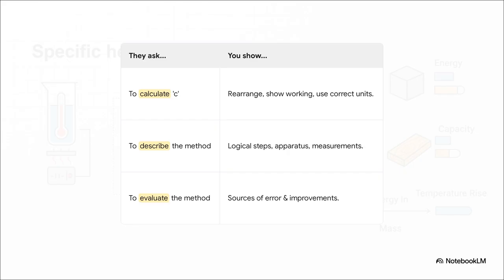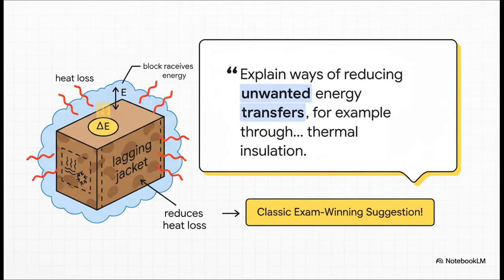Second, they'll ask you to describe the method. Just clear logical steps. And third, and this is where the big marks live, is to evaluate the method. That means talking about those errors we just mentioned. And if there's one thing you remember for an evaluation question, make it this. The single biggest problem, the biggest source of inaccuracy in this whole experiment is heat escaping to the surroundings.